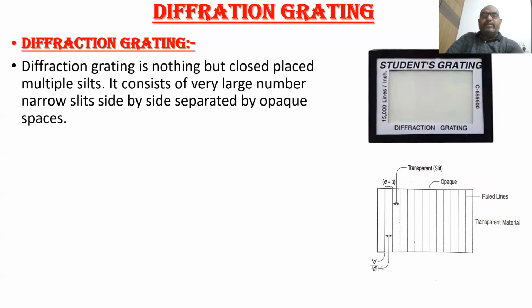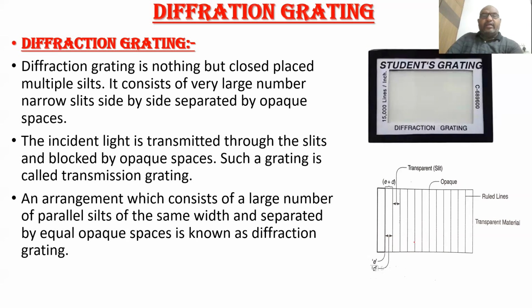Diffraction grating is nothing but closely placed multiple slits. It consists of a very large number of narrow slits side by side, separated by opaque spaces. The incident light is transmitted through the slits and blocked by the opaque spaces. Such a grating is called a transmission grating. An arrangement which consists of a large number of parallel slits of the same width, separated by equal opaque spaces, is called a diffraction grating.